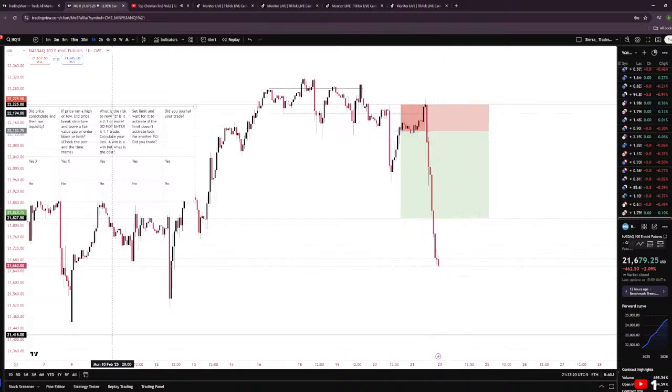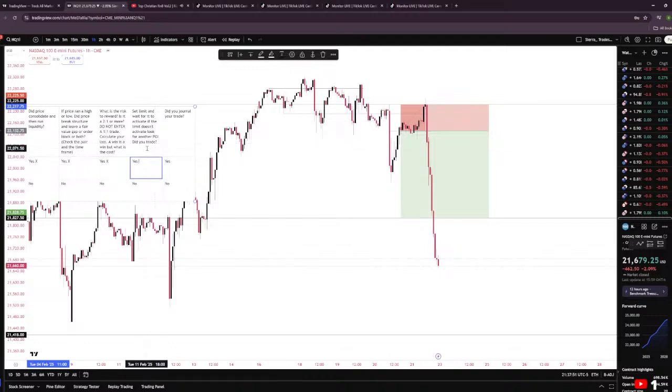So what is the risk to reward? The risk is 92 points or $92 to gain $304. Is it greater than a 2-to-1? Yes, it is because it's a 3-to-1. So that meets my criteria. Okay, so then I set limit, and wait for it to activate. If limit doesn't activate, look for another POI, which is point of interest.